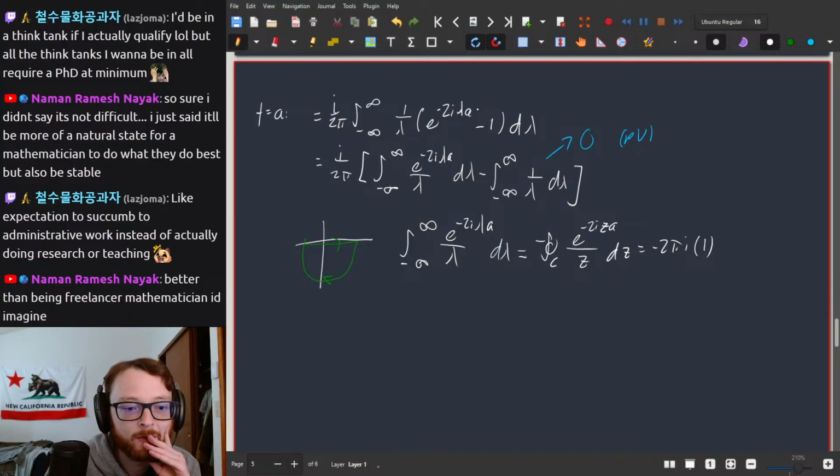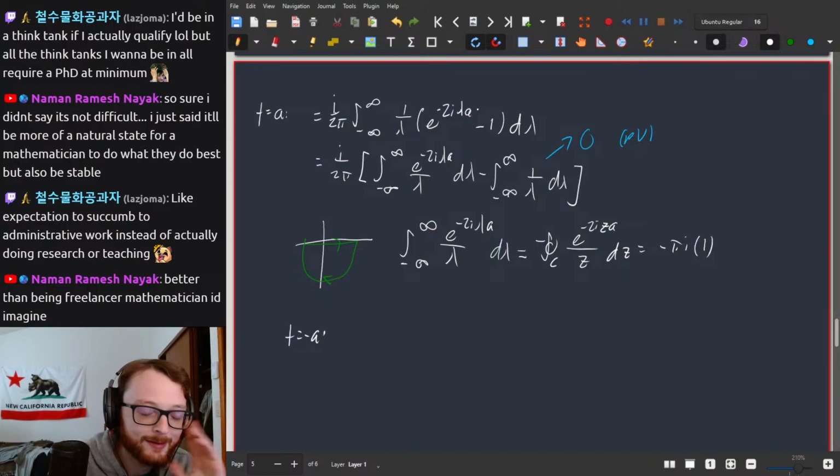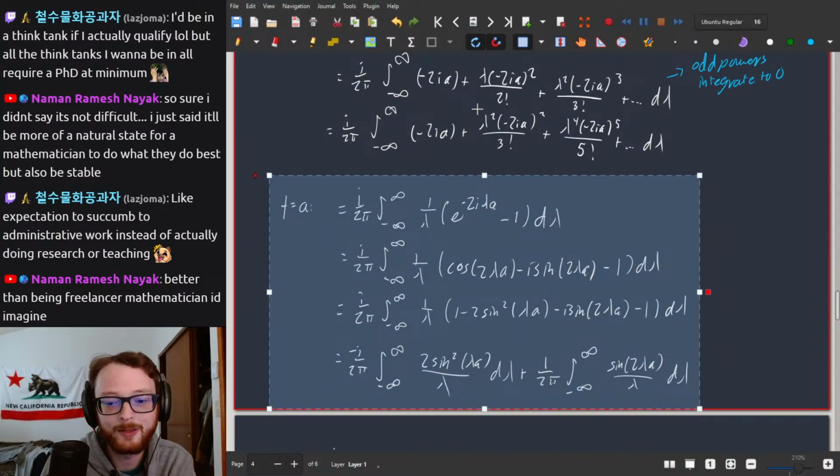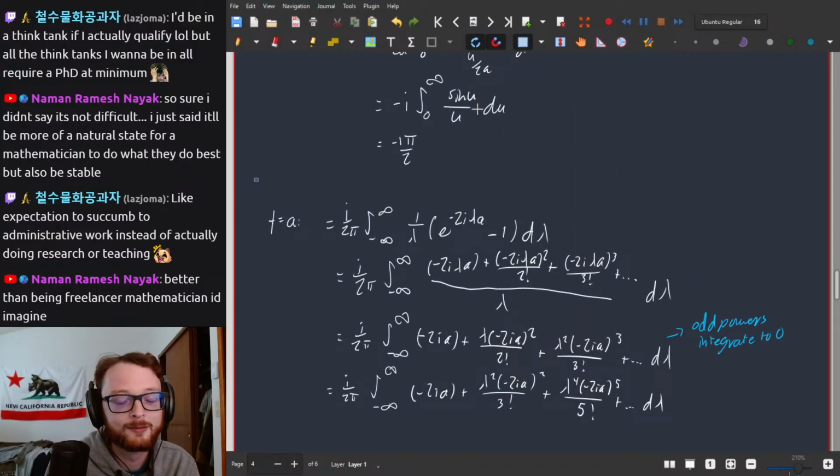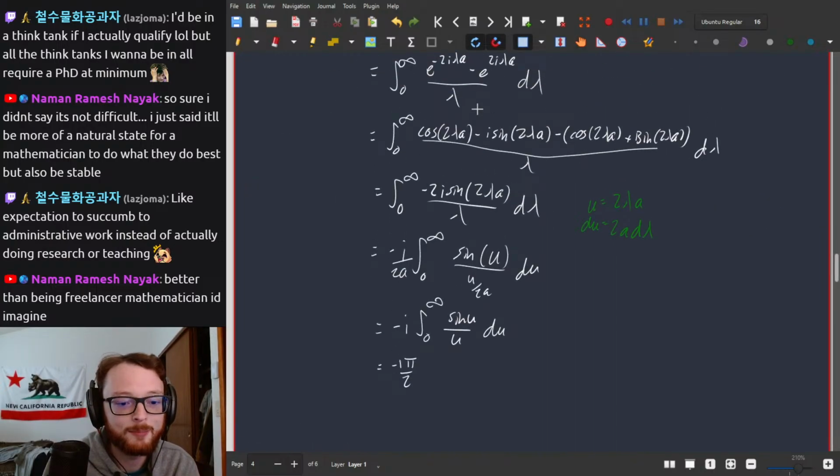Am I forgetting something? I am. I've made this mistake so many times. The singularity is on the path of integration, so it's only half a residue. Oh my god! I did it. Oh my god! Delete that. Delete that. Dude, I made that mistake so much.